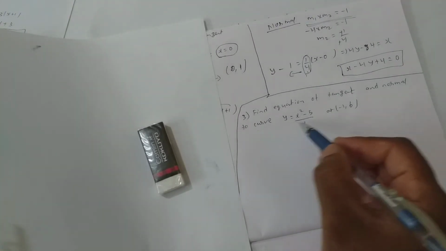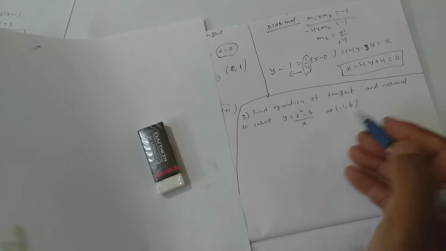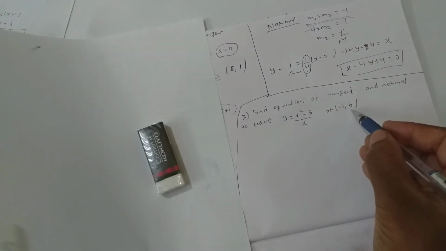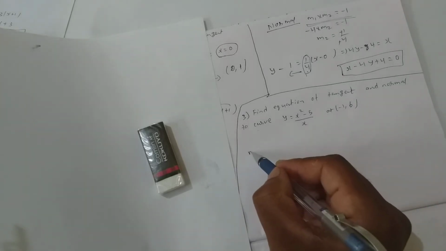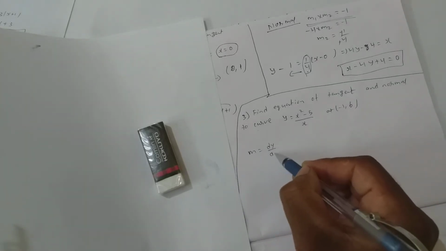Look at next sum now. Find equation of tangent and normal to the curve at minus 1 comma 6. x and y both are given. I don't need to find the y as we did for the earlier sums. Directly the slope of tangent is nothing but dy by dx.